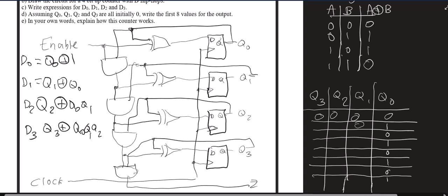Okay, now it's going to be the exclusive OR of these two. The exclusive OR of 0 and 1. And then the exclusive OR of 0 and 1. And then the exclusive OR of 1 and 1. And then 0 and 0. And 0 and 1. And 1 and 0.